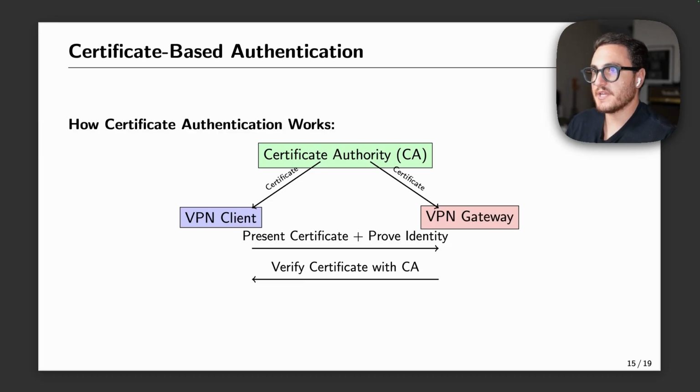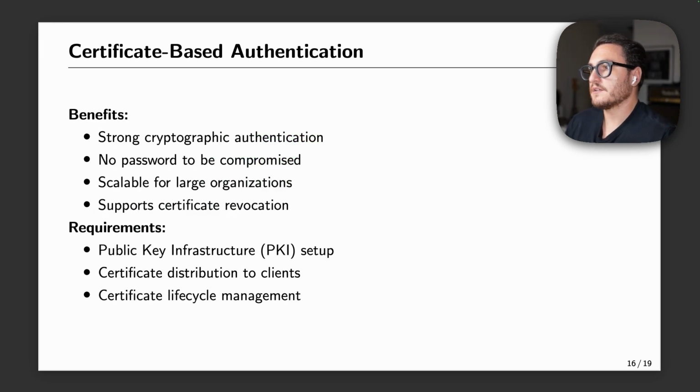So for both OpenVPN and IPSec, we're going to see that we're going to need a central entity that's going to issue certificates for all the devices that are going to join the network. And there are some benefits: strong cryptographic authentication, no passwords to be compromised, it's scalable for large organizations, and it supports certificate revocation. So suppose at a certain point an employee leaves the company, you want to revoke that certificate and let all the other devices know, especially the server, that that certificate cannot be used anymore to join the VPN.